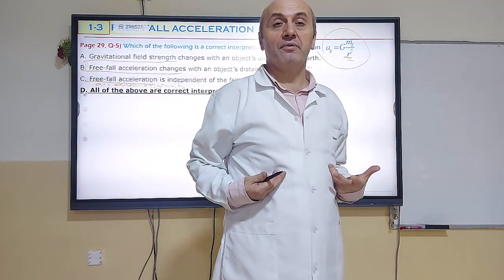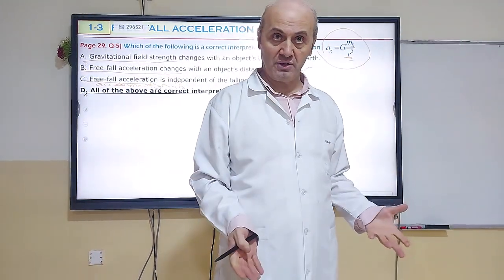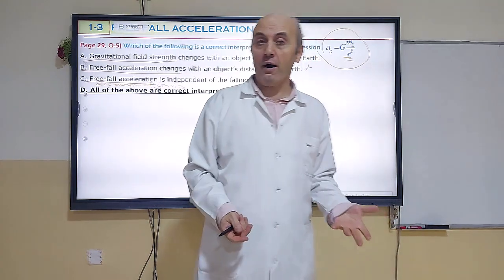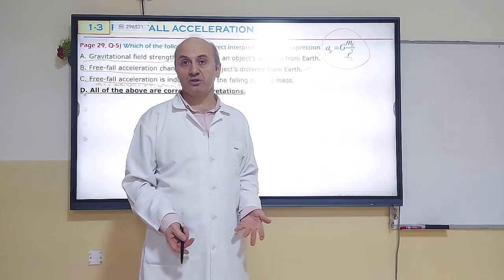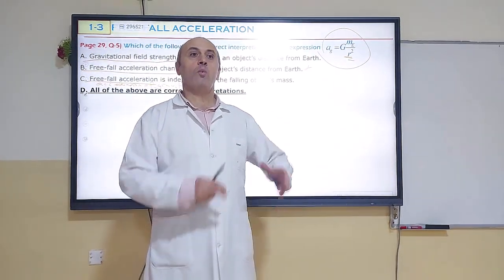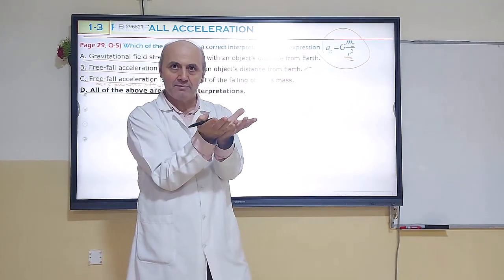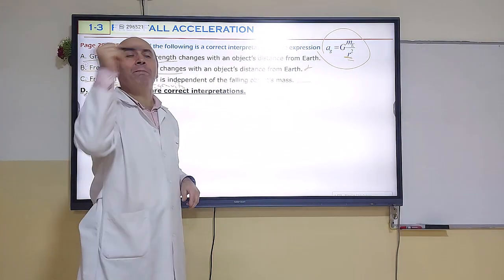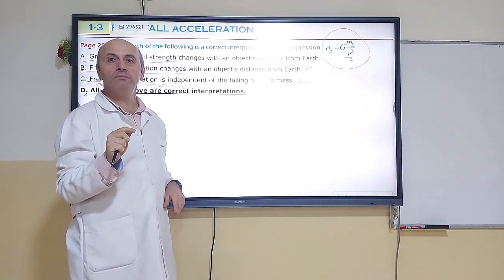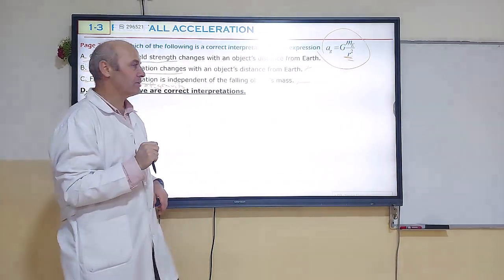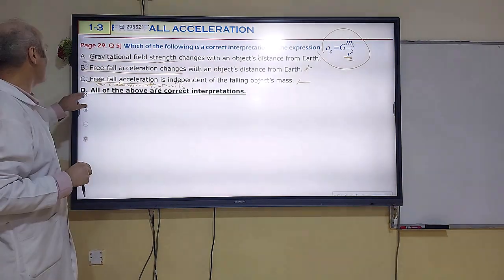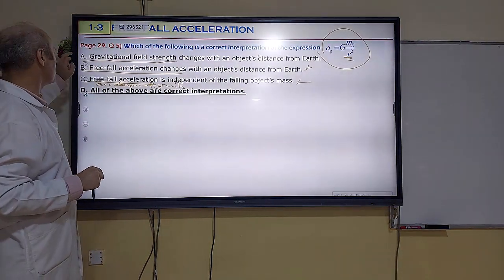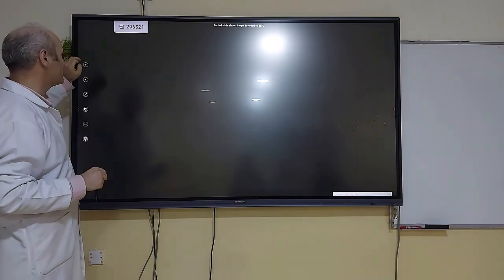My mass isn't important for free fall acceleration, because every object falls with the same g. You learned that in 11th grade. What matters is the planet's mass. Independent of the falling object's mass, correct? But dependent on the planet's mass is also going to be correct. So then the answer is that all of the above are correct interpretations.